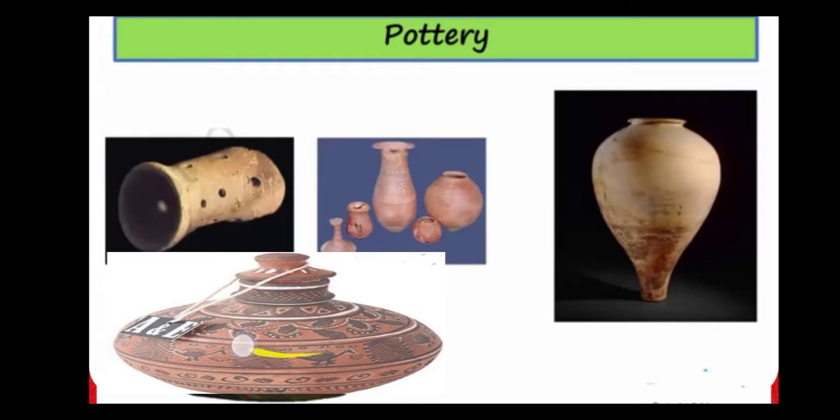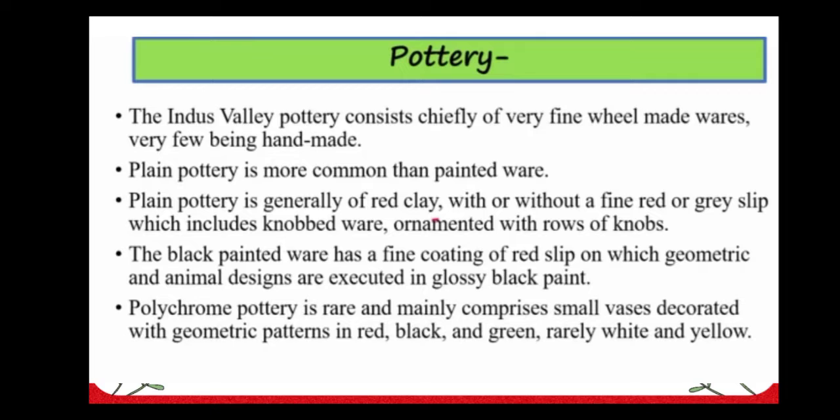Next, it is pottery, various pots. The Indus Valley pottery consists chiefly of very fine wheel-made wares, very few being handmade. Plain pottery is more common than painted ware. Plain pottery is generally of red clay, with or without a fine red or grey slip, which includes knobbed ware ornamented with rows of knobs. The black painted ware has a fine coating of red slip on which geometric and animal designs are executed in glossy black paint.